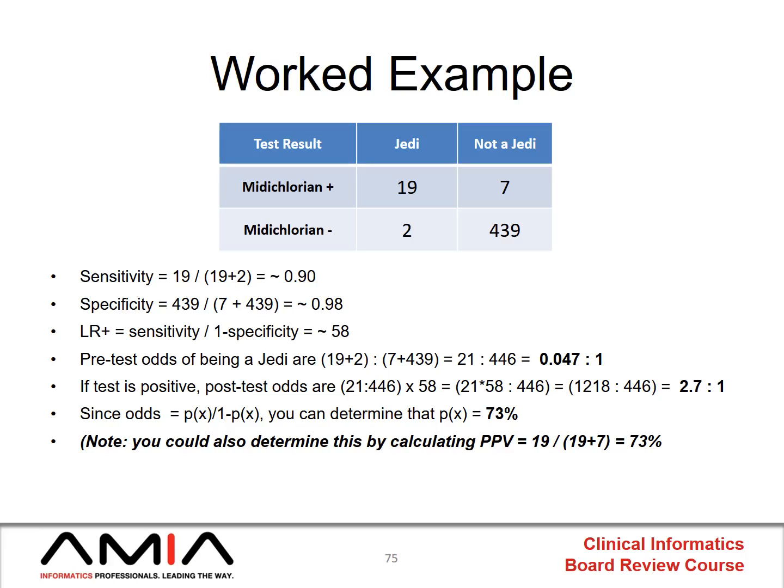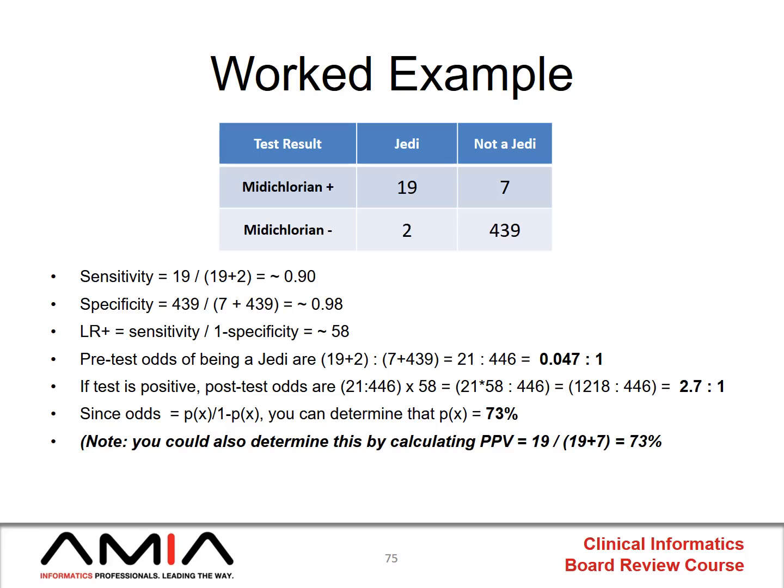So here's the 2x2 table that we have: Jedis who test positive for midichlorians, there's 19 of them, but there's also 7 people who are not Jedis who have midichlorians floating around. And the other numbers are there as well: there's only 2 Jedis who don't have a high midichlorian count, and 439 people who are not Jedis and have a low midichlorian count. So it's a convoluted example, but I can calculate the sensitivity and specificity from this. The sensitivity is 19 over 19 plus 2, or about 90%. The specificity is 439 divided by 7 plus 439, or about 98%. And because I know that the LR positive is sensitivity divided by 1 minus specificity, I can figure out that the positive likelihood ratio of the midichlorian test is about 58.